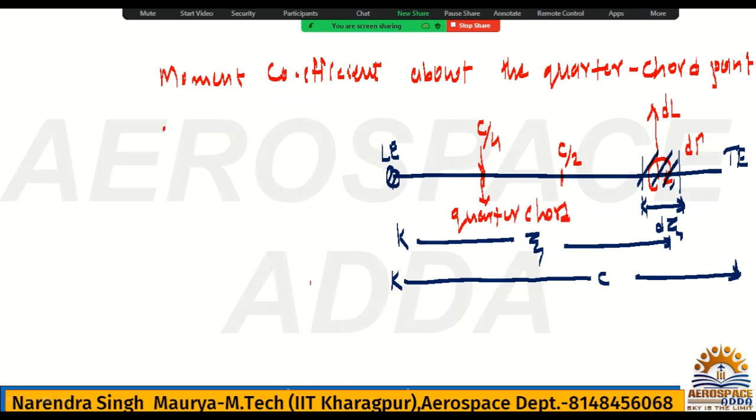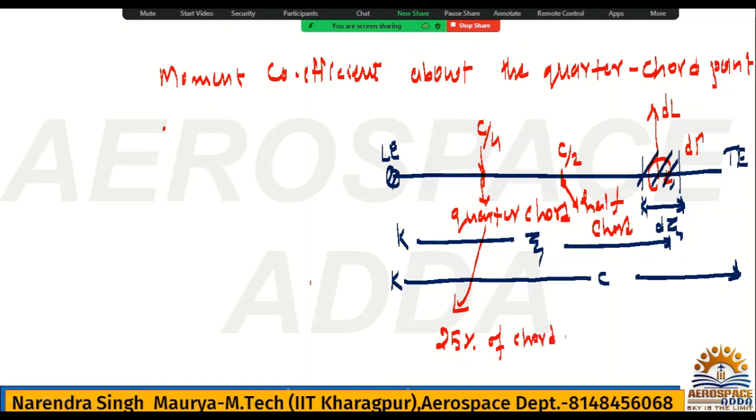Okay, this point is called half chord, 50%. Okay, quarter chord means 25%. What do you mean by quarter chord? It means 25% of chord. What is the half chord? Half chord means 50% of chord. Now they are saying calculate moment coefficient about quarter chord point.